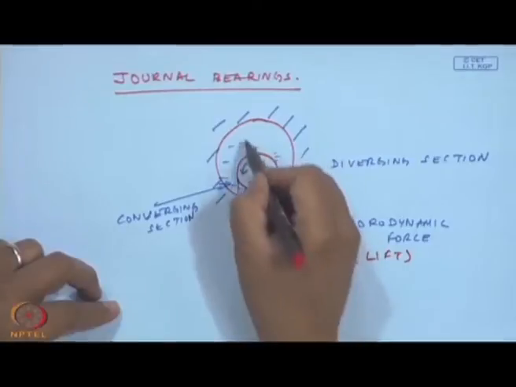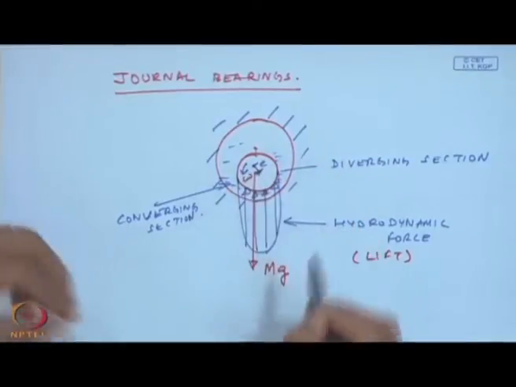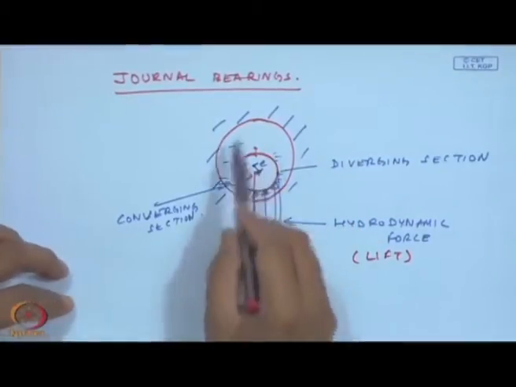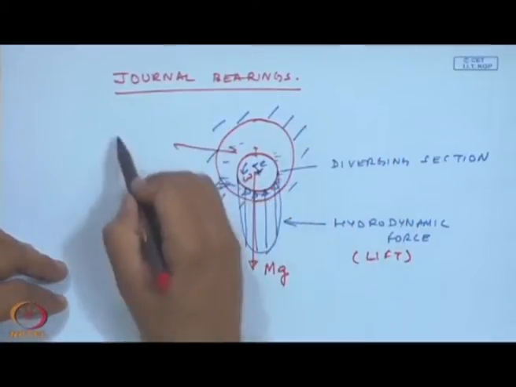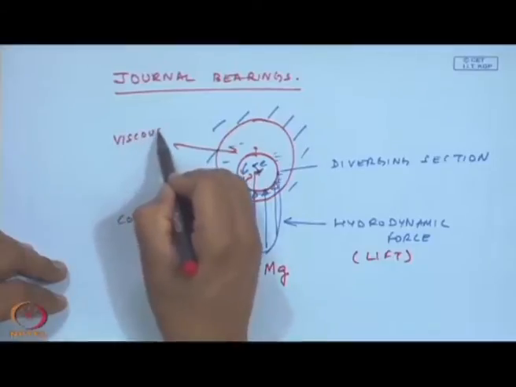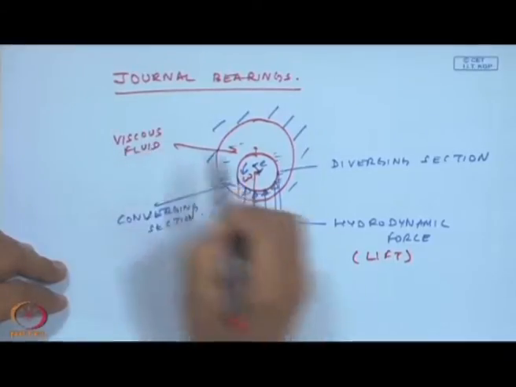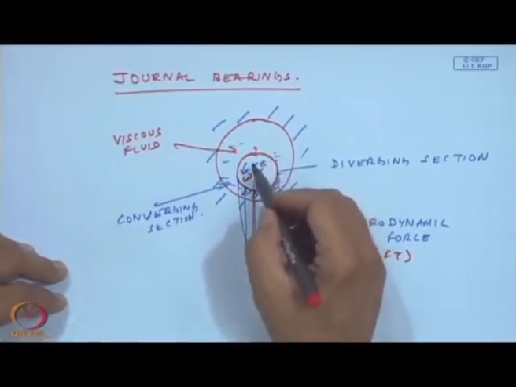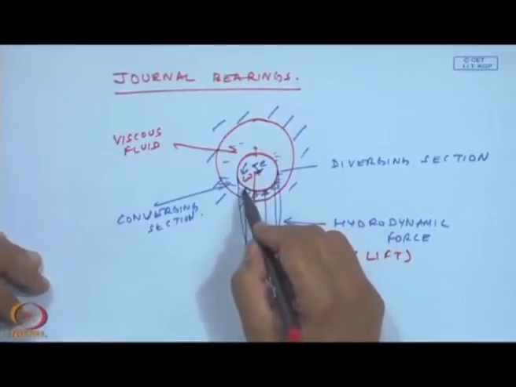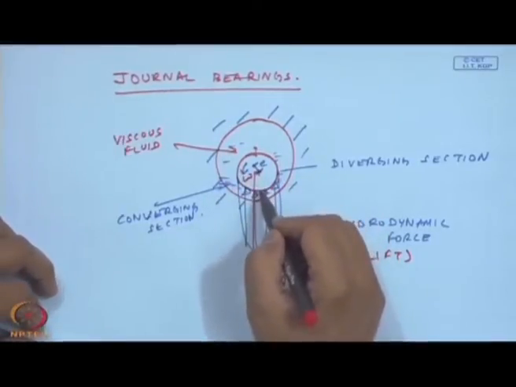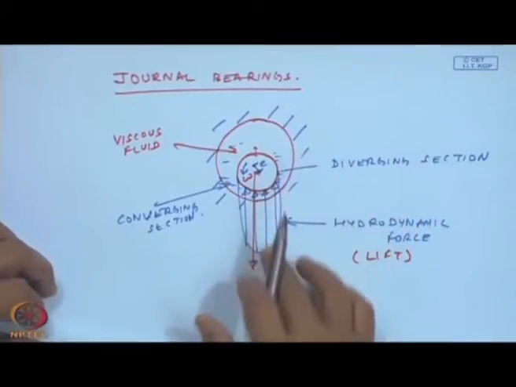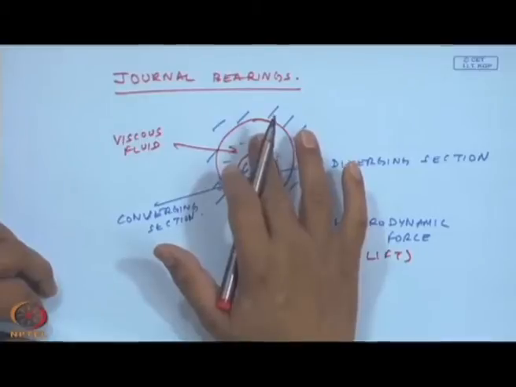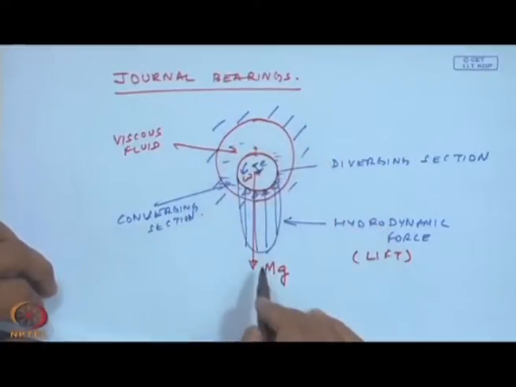So, when I rotate a shaft at an omega, in a journal filled with a viscous fluid, because of the eccentricity E, this fluid will try to build up a pressure, and this pressure is going to act in the upward direction and support the weight which is coming at the support.